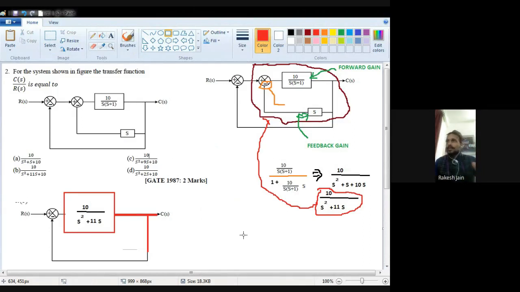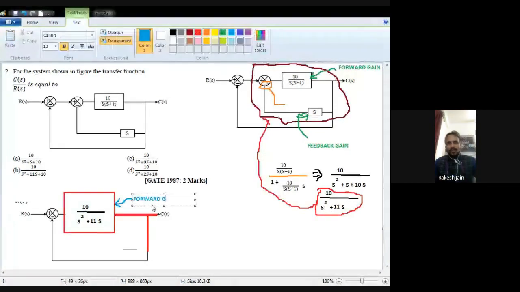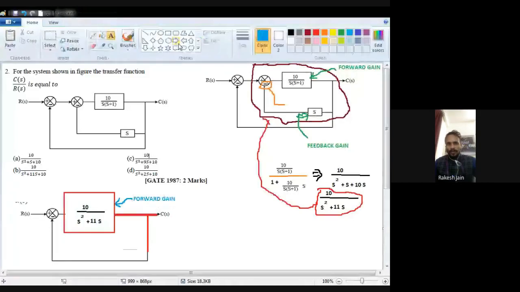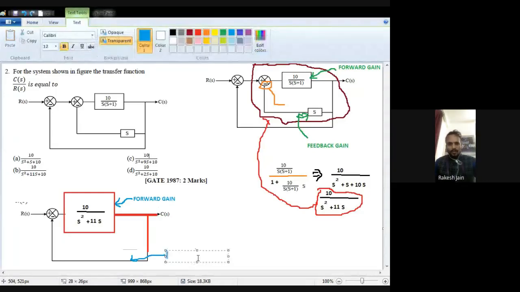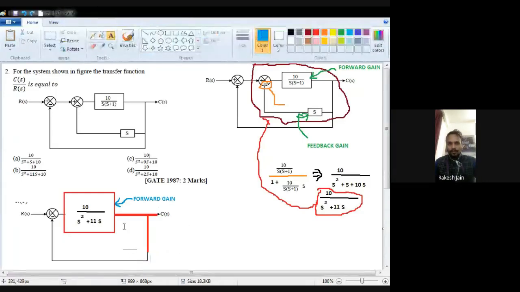So I just represent this with the help of this blue color. See, this one is your forward gain now, and this one will be your feedback gain. This straight line is your feedback gain. Yes, this one is your feedback gain, that is equal to 1 because a straight line is there.